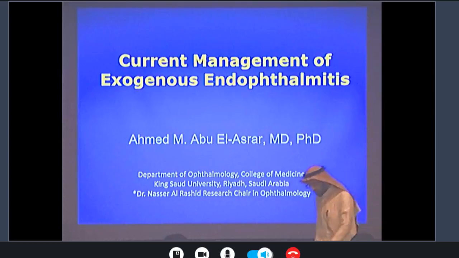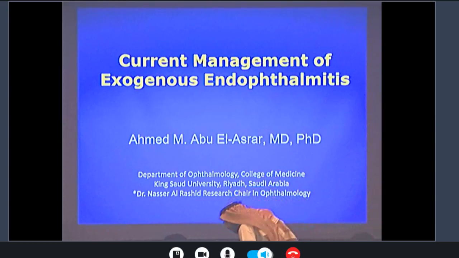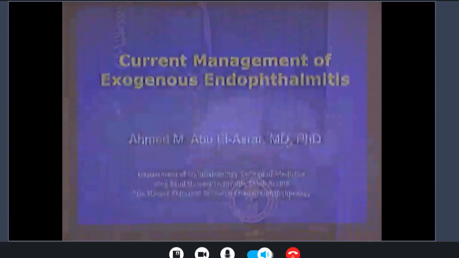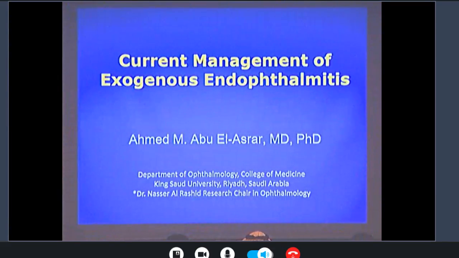You have to know that there are two types of post-cataract endophthalmitis. Everyone should be familiar with these two types. First, acute and the chronic recurrent endophthalmitis. I remember many years ago when I presented a case in the grand round of chronic recurrent endophthalmitis, none of the audience knew about this topic of delayed onset chronic recurrent endophthalmitis.